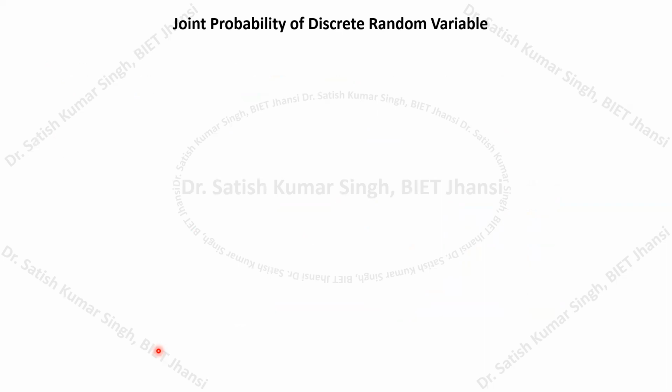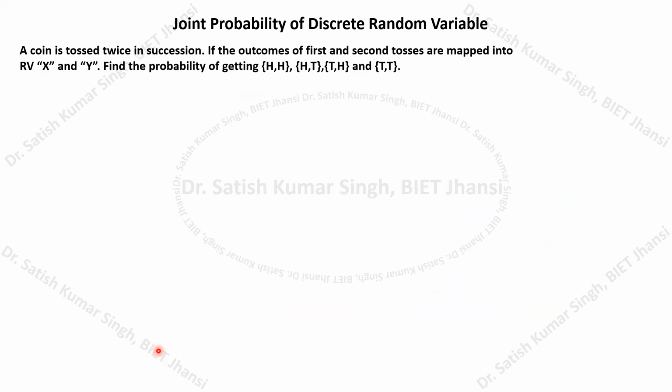Now try to understand the concept of the joint probability of a discrete random variable. Here again we can consider one problem. Suppose that a coin is tossed twice in succession. I have already explained in the last example how to calculate the joint probability, so we can take this example again so that you understand it clearly. If the outcomes of the first and second tosses are mapped into the random variables x and y, we have to find the probability of getting a particular sequence.